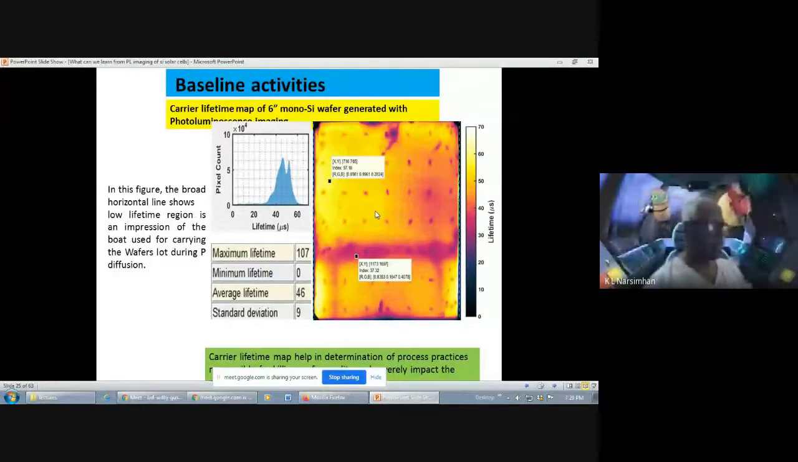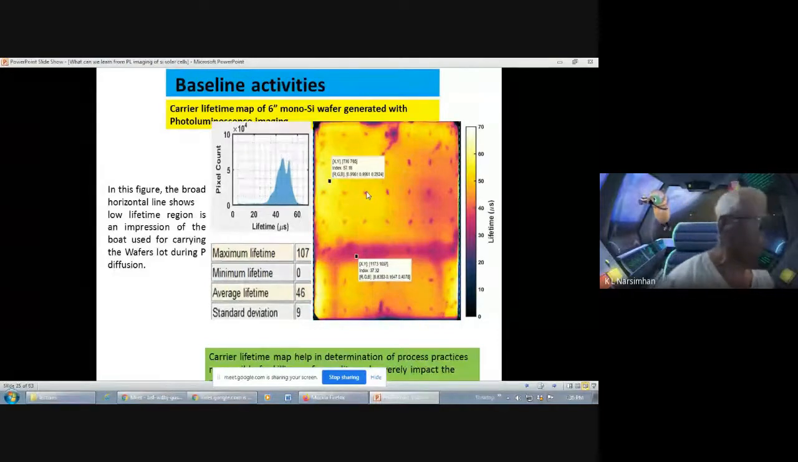You see that this sample has reasonably high lifetime, 50 to 60 microseconds, all this yellow region. But then at some periodic places, there are all these red regions which are low lifetime, 40 microseconds. What happened? These are the places where we made the four-point probe measurement.